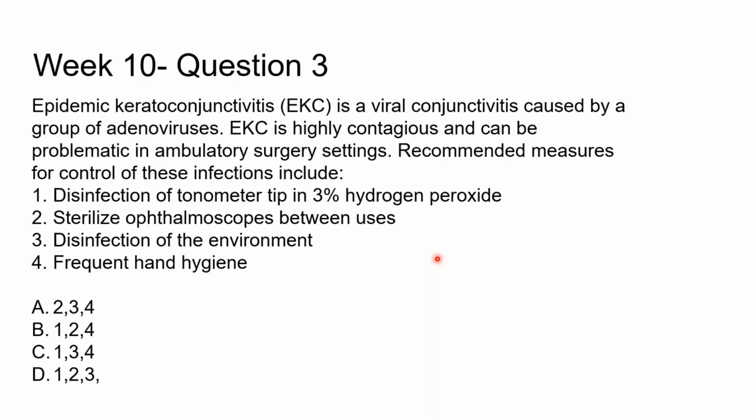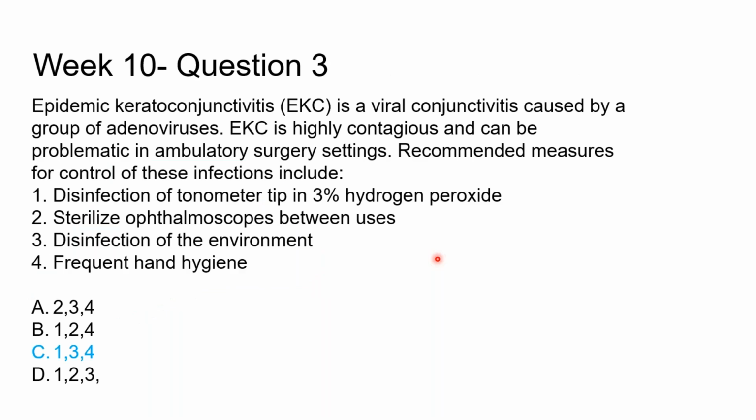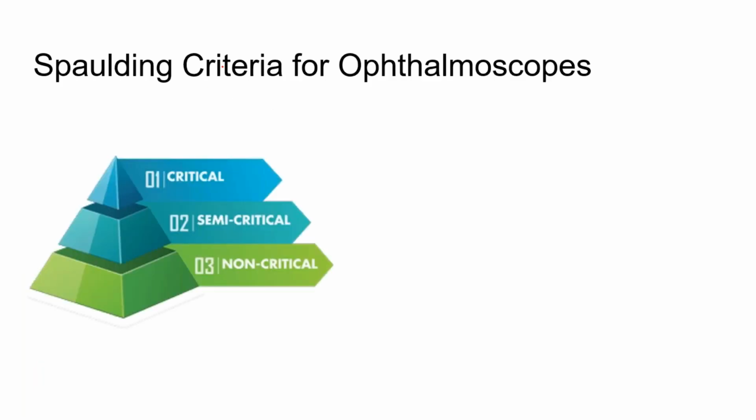Okay, so I'm having a little bit more engagement in this one with the correct answer, which is great. The correct answer is C, 1, 3, and 4. So disinfection of tonometer tip in 3% hydrogen peroxide, disinfection of the environment, and frequent hand hygiene. We know from this answer choice that number 2 is incorrect. Sterilize ophthalmoscopes between uses. So what is the Spaulding criteria for ophthalmoscopes? Are they critical, semi-critical, or non-critical?